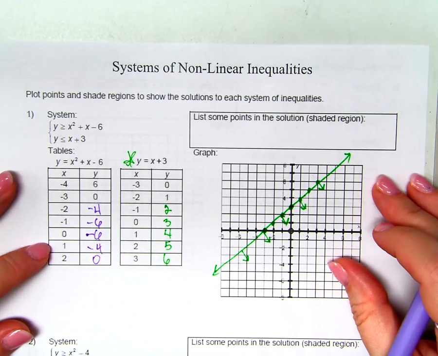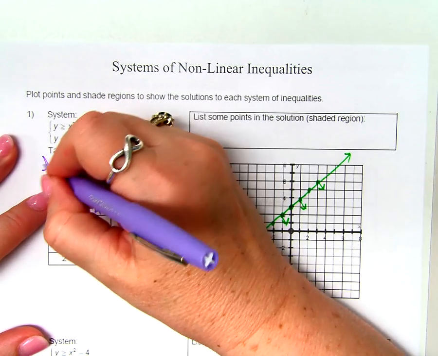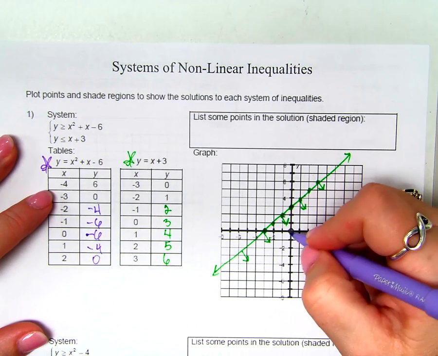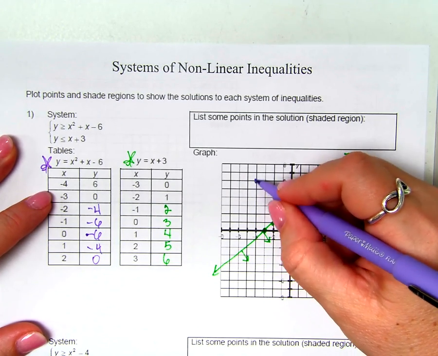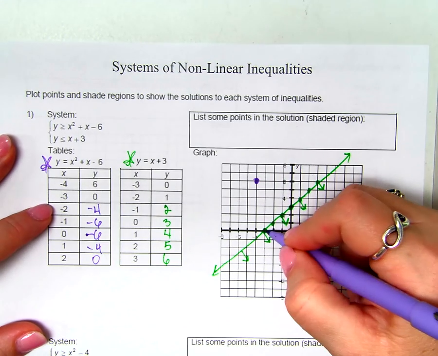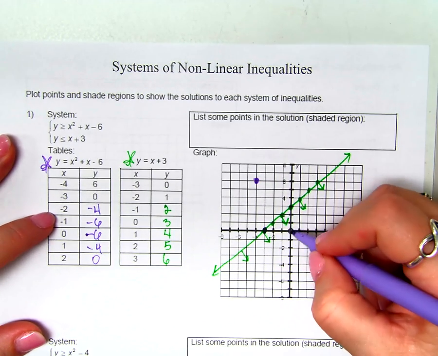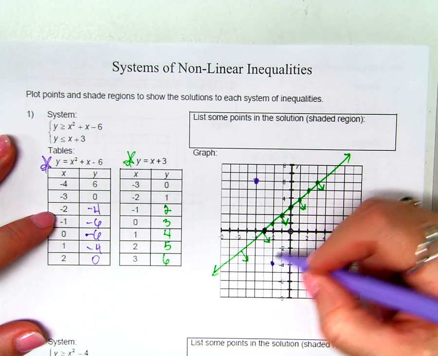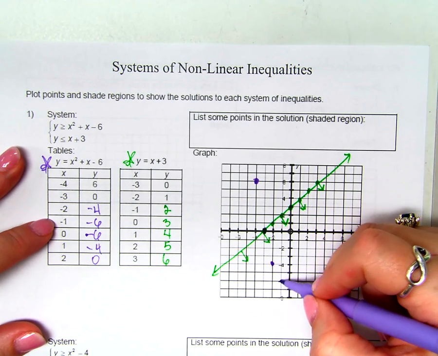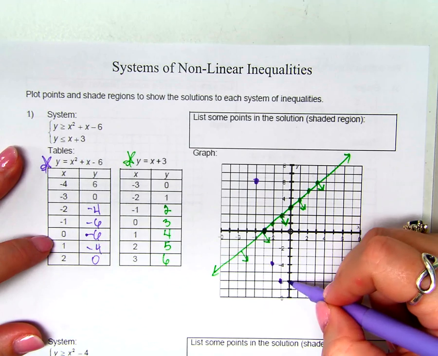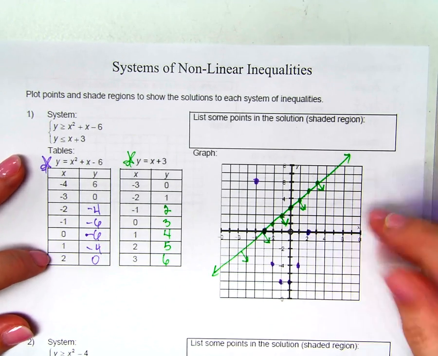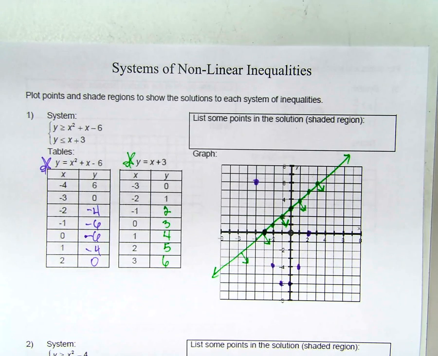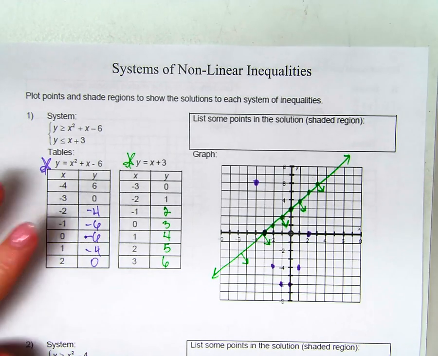Okay. So I'm going to plot these points, and this time I'm going to put this one in purple. Okay? So -4, 4, 6. 1, 2, 3, 4, 5, 6. -3, 0. -2, -4. -1, -6. 0, -6. 1, -4, and 2, 0. Okay? Is this parabola a solid line or a dotted line? It is solid.